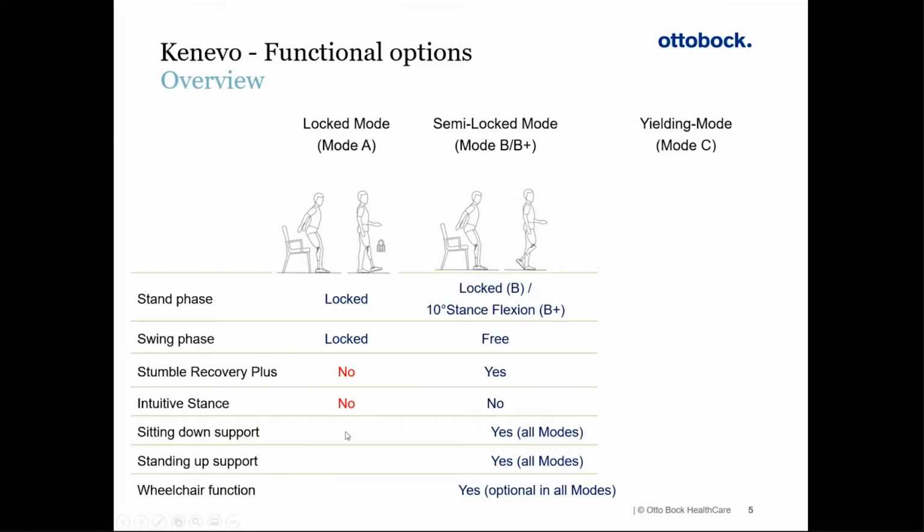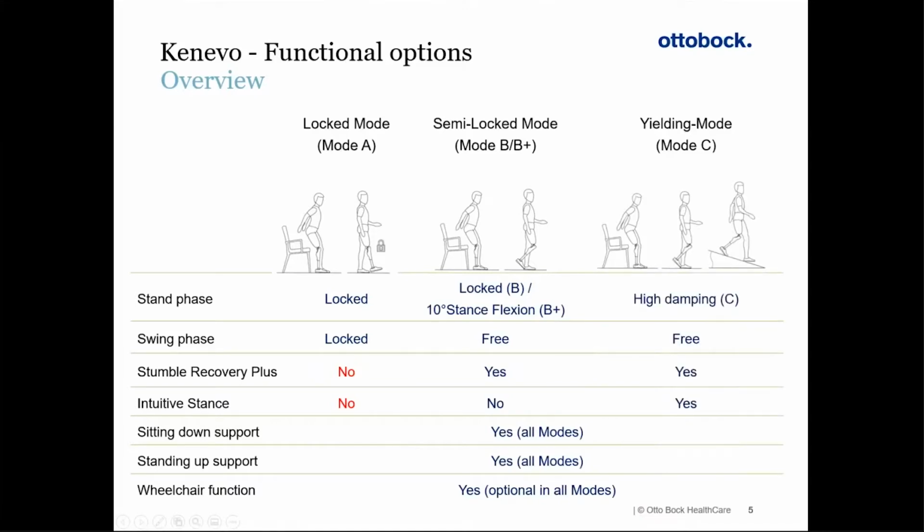What Kenevo offers in all modes is a sitting down support and a passive standing up support. I'll get back to that in a minute, and also a wheelchair function, and Mark will allude to that a little more in his presentation. And then we have the yielding mode, the mode C. There we have high dampening in the stance phase and a free swing phase. And Kenevo also offers the stumble recovery plus feature and the intuitive stance function.